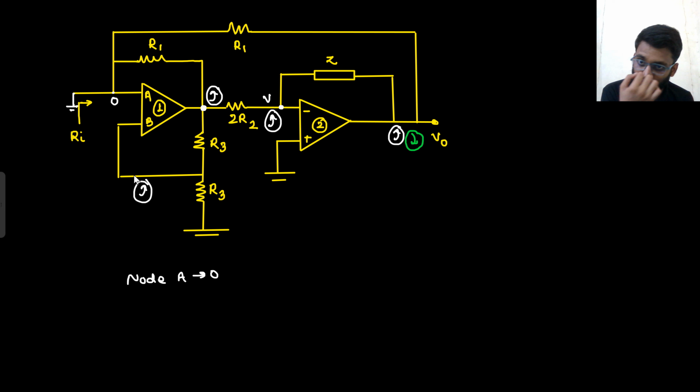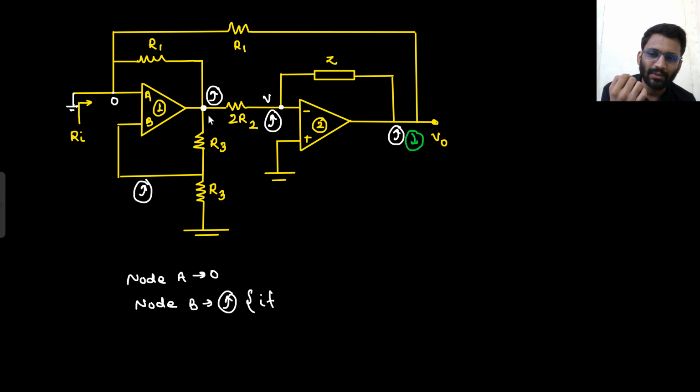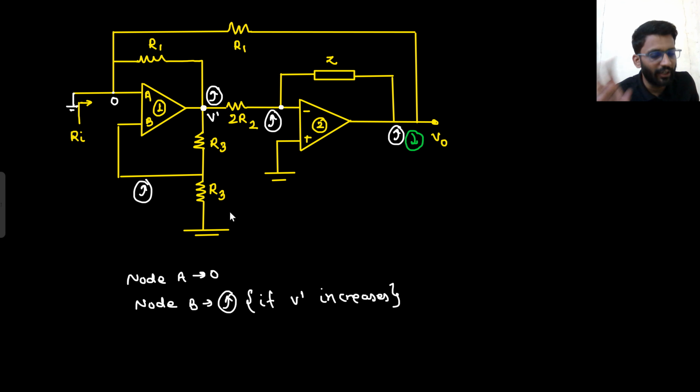Node A is at 0 only. But node, let's just call it node B. Node B is increasing when, if, let's just call this node V dash, if V dash increases. So if V dash increases, then certainly node B is increasing, but there is no effect on node A, right? Node A is at 0 potential. Why? Because I told you, when you are checking the sign of feedback, you need to nullify the effect of input. If voltage source is there, I will make it short circuit. If current source was there, I would have made it open circuit. So this I made short circuit.